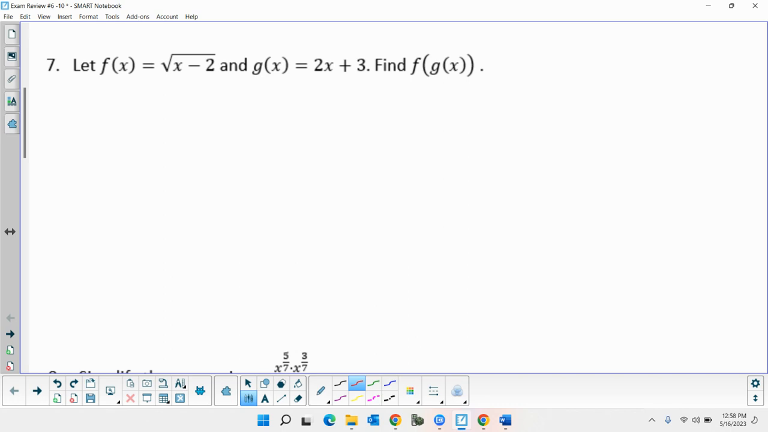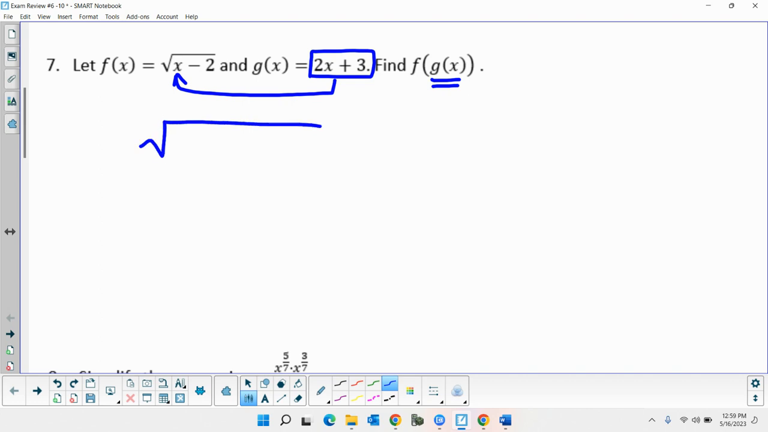Okay. All right? So when you see f of g of x, it means to take the g, which is this, and put it into the f. So you put it in place of the x. That's what you do for these. Okay? So this would be the square root. Instead of x, I'm going to put the 2x plus 3 in that spot, and then the minus 2. Can you simplify that?